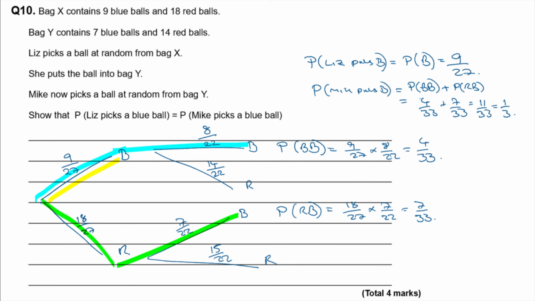It's a third. But then again, so is 9/27. That's also a third. Okay, so I've shown that the probability that Liz picks blue is 1/3, and the probability that Mike picks blue is 1/3, which is spookily the same. I can say they're equal. There we go. Job done.